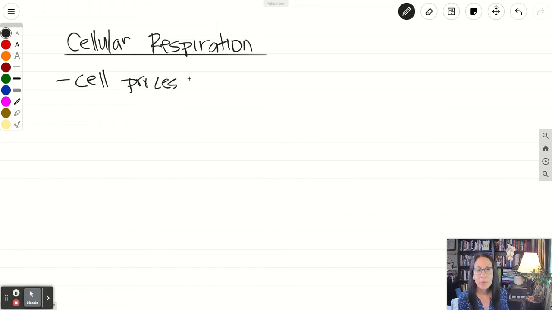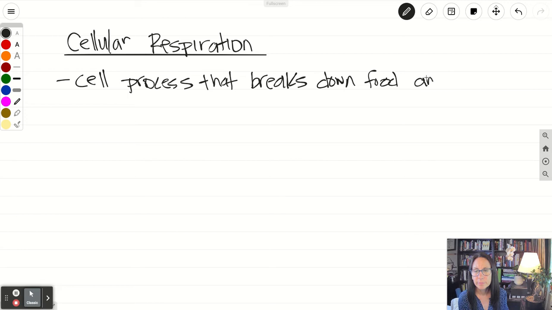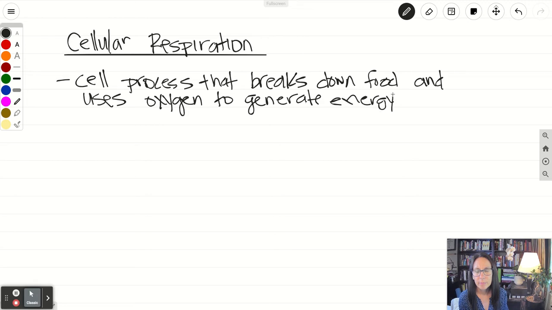So cellular respiration is a cellular process that breaks down food and uses oxygen to generate energy for all living organisms.